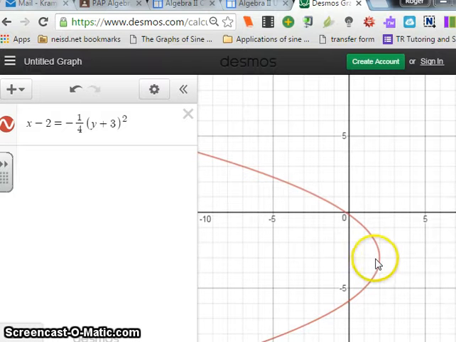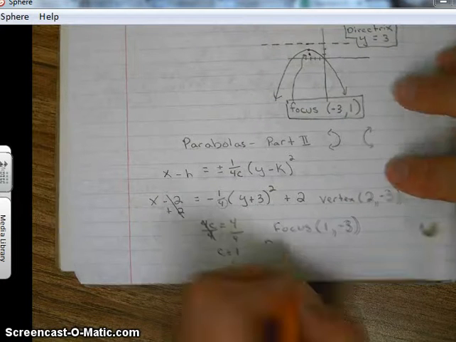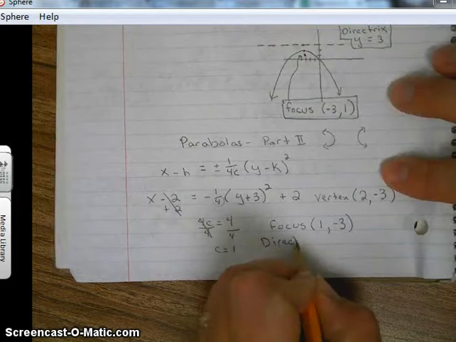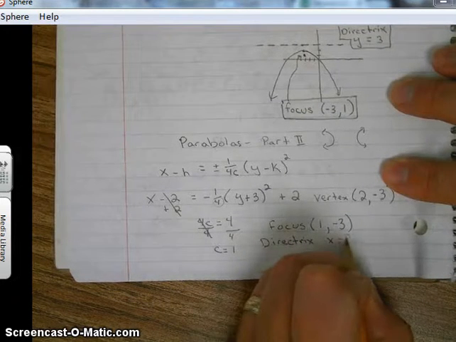Now if we go c units out of the parabola, the other direction, and this time instead of drawing a horizontal line, we draw a vertical line for the directrix. And the vertical line has an equation of x equals 3. So the directrix will be x equals 3.